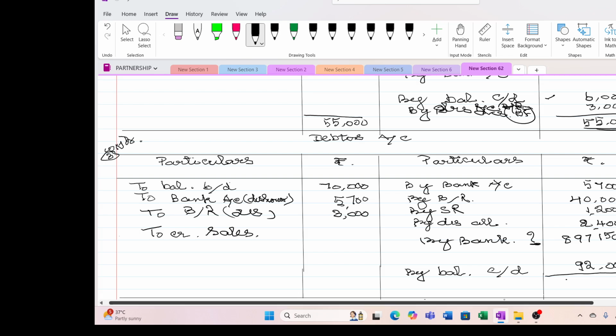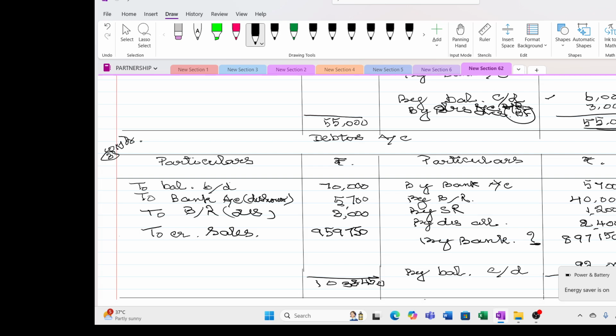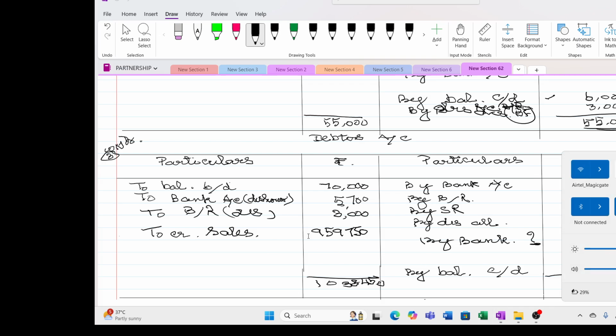10,38,450. Just copy this side. 10,38,450. So what is the credit sales? The balancing figure is 959,750.